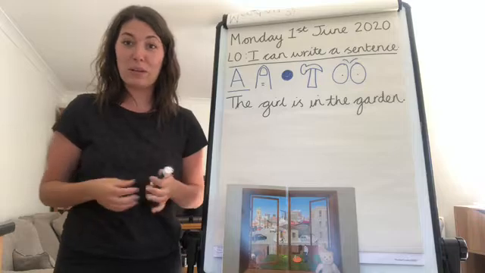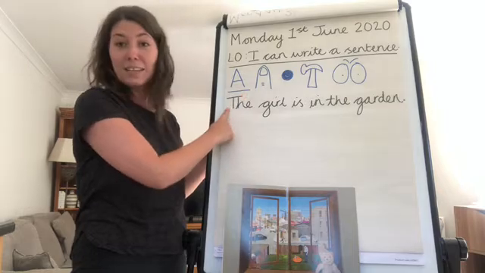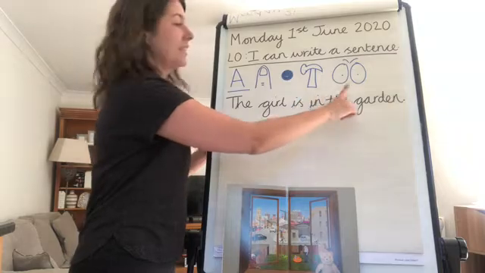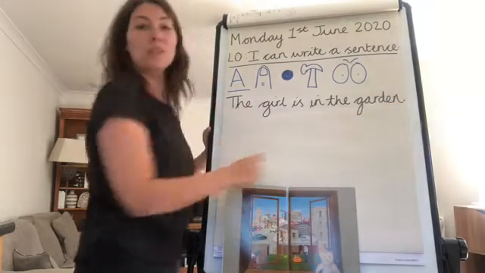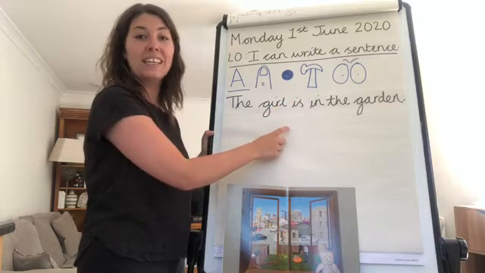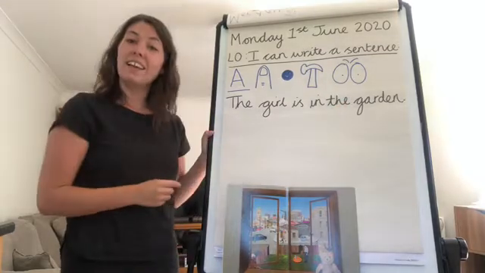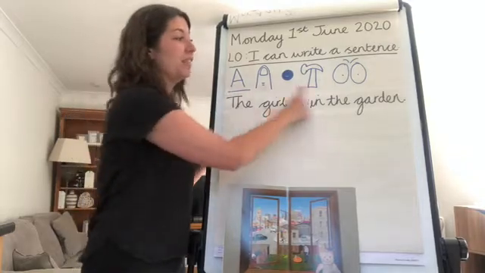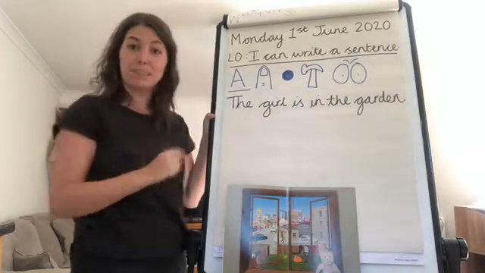So let's have a look. I have got a capital letter to begin my sentence. I can see finger spaces between my words. And I finished my sentence with a full stop. I have a being verb in this sentence, the word is. And when I read it, the girl is in the garden, I have included all of my words and it does make sense. So I have included everything in the sentence, so I can say I can write a sentence.